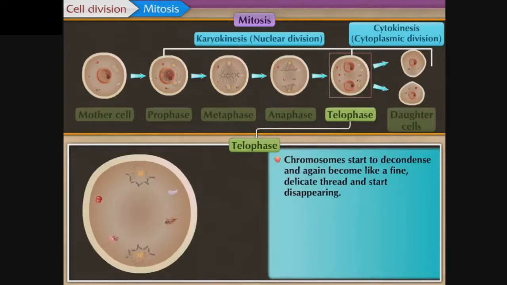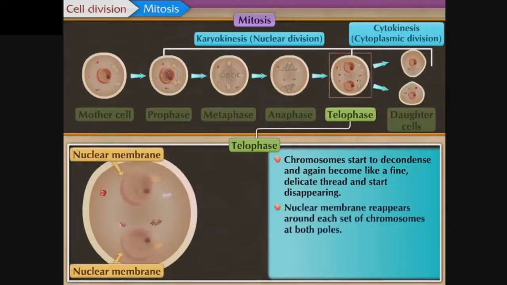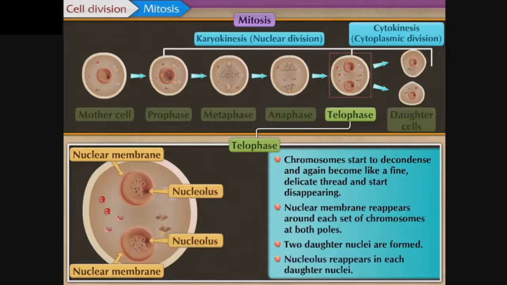Due to this, each of the chromosomes again become like a fine, delicate thread and start disappearing. Very soon they are invisible. Nuclear membrane reappears around each set of chromosomes at both poles. Finally, two daughter nuclei are formed in a cell. Nucleolus also reappears in each daughter nuclei.